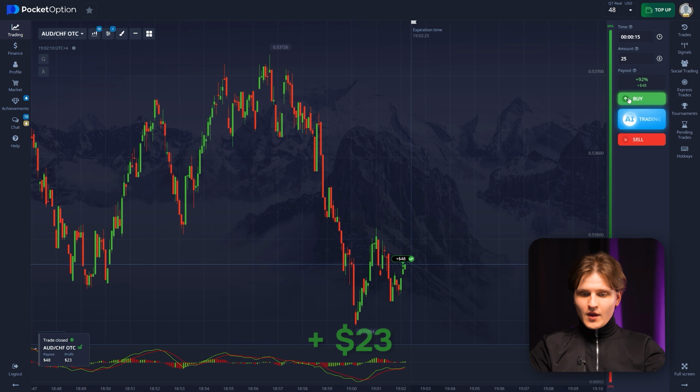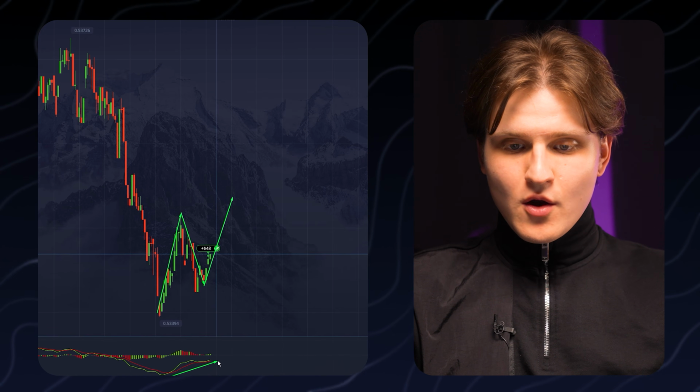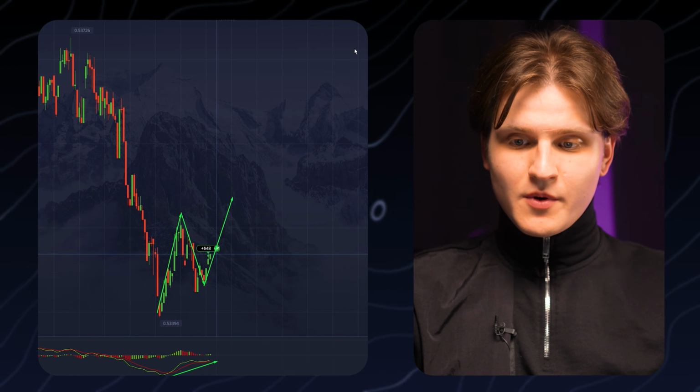Oh, that's great! After the downward price movement, a small correction has started, a corrective upward movement. I think it will continue for a while because the MACD indicator is pointing to it. Therefore, I open the position up and I'm waiting for the expiry time.